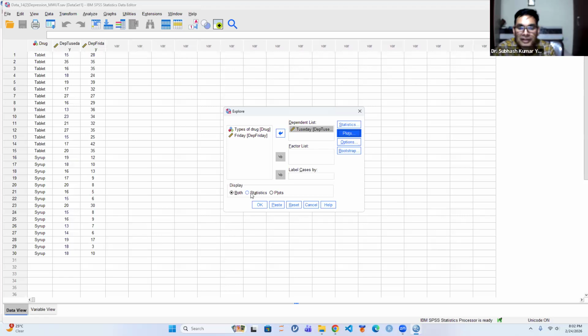Here you can have statistics only, plots only, or both. So here we have by default it is both. Statistics it will give and as well as the graph will be displayed. प्लॉट भी, that is box plot and QQ plot. So just click on OK.